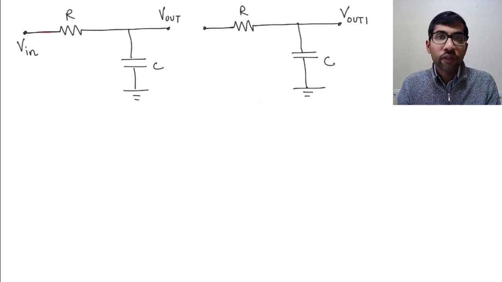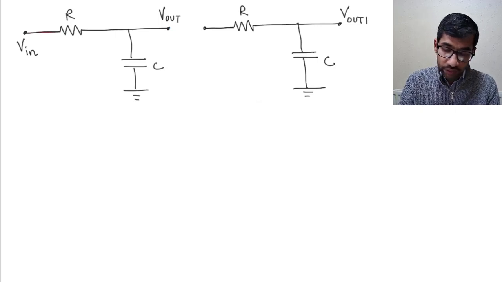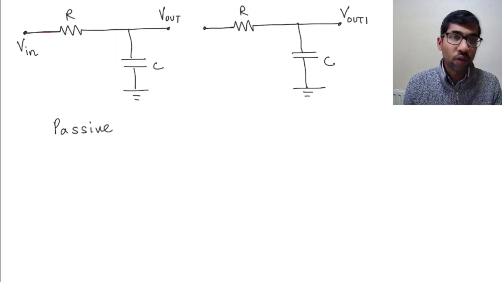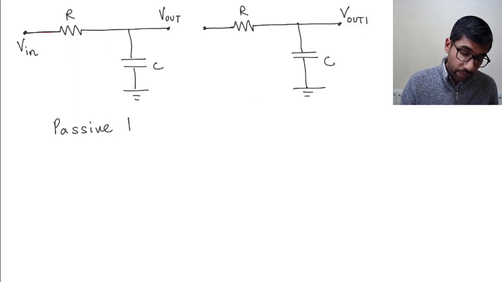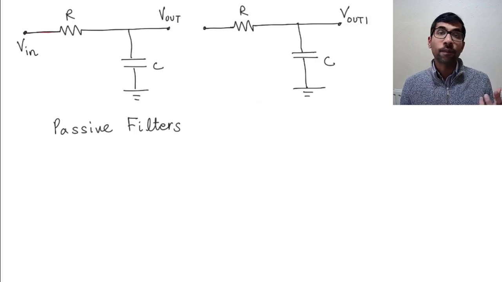Hi, in this video, I want to talk about the disadvantages of simple RC filters. RC filters are also called passive filters. Okay, let me just write it here, passive. The reason why they are called passive filters is basically because the components that we are using to build this filter, which is the resistance and the capacitor, are passive components.